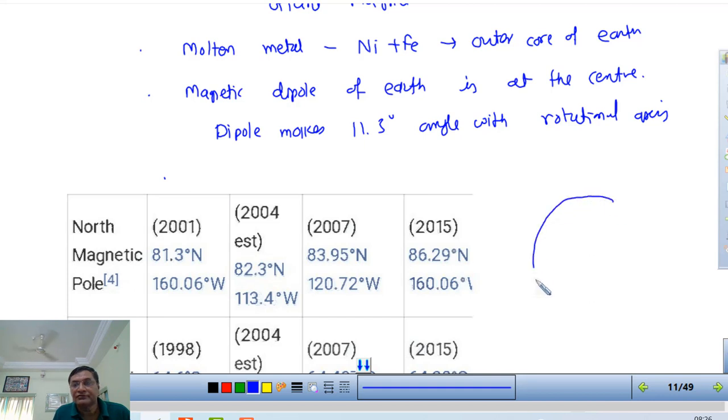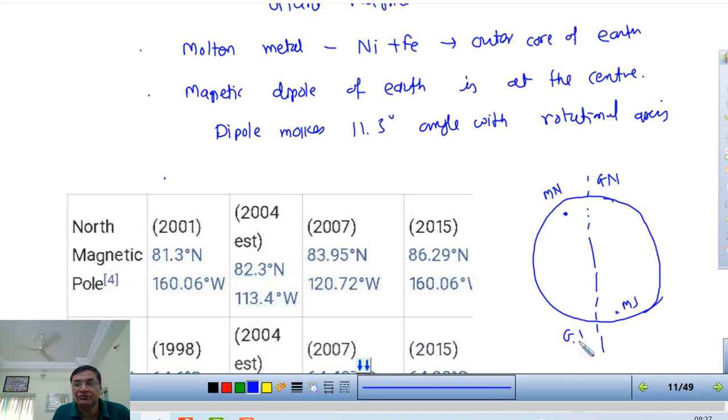so this is our Earth, suppose, and this is the rotational axis, and here you have the magnetic north pole, and here you have the magnetic south. This is geographic north, this is geographic south. Okay, and this angle, you can say, is 11.3 degree. Though this point is located in North Canada, and this point is located in Antarctica.